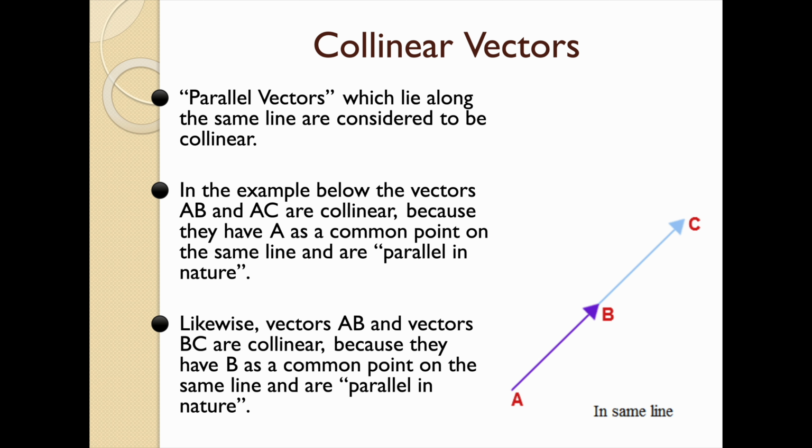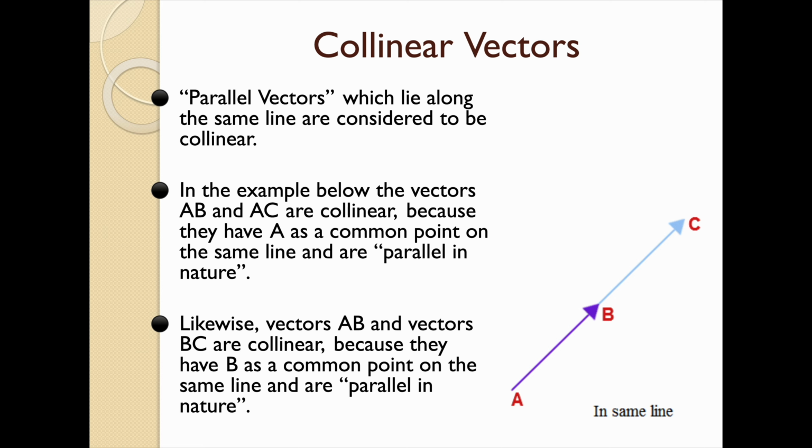So let's say, for instance, here in the example below, the vectors AB and AC are collinear because they have A as a common point on the same line and are parallel in nature, in the sense that it seems like they're going the same direction, but they don't have a distance apart. Because they share the same trajectory, we say they're collinear. It's almost like we could have been parallel, but we are going along the same path, so we're no longer parallel to each other. But when we do our calculations, it's going to be easier for you to think that it's parallel when it's not, right? Because it's actually collinear.